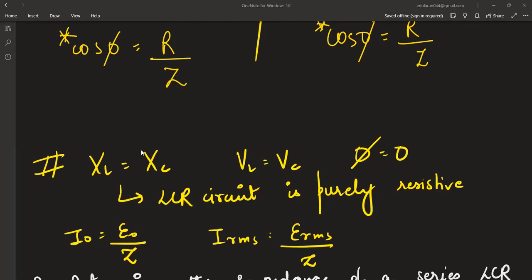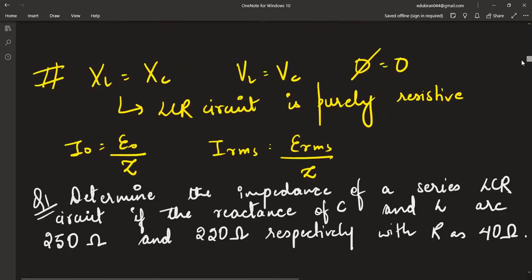See class, just one more thing. When XL will be equal to XC, we'll say the LCR circuit is purely resistive. This I'll discuss with you. That's why I'm not focusing on this. Just write down these points. We'll see the resonance case, then this will be clear. Write down this question. I'll discuss it right now. Just make it a note point.